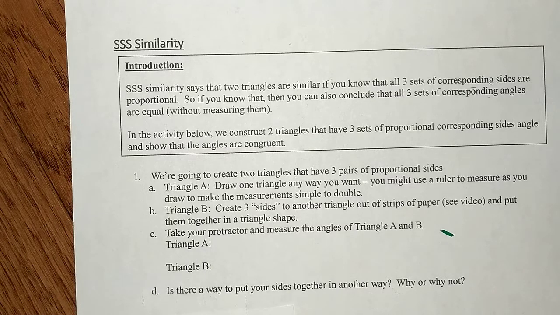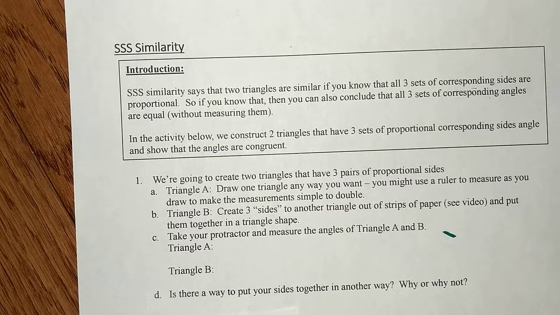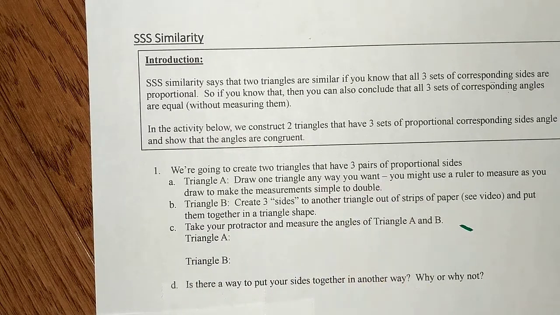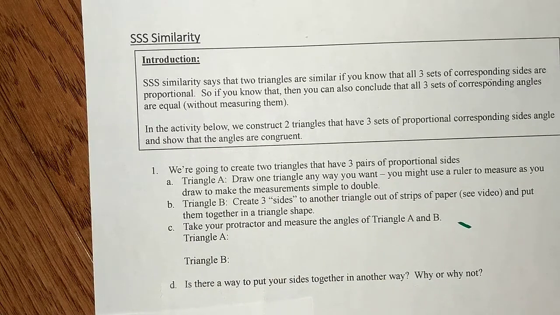I know the angles are congruent. That's just a byproduct of this sort of similarity. So we're going to create 2 triangles that have 3 pairs of proportional sides. I'm not going to do anything with angles. I'm not going to measure them or figure them out.